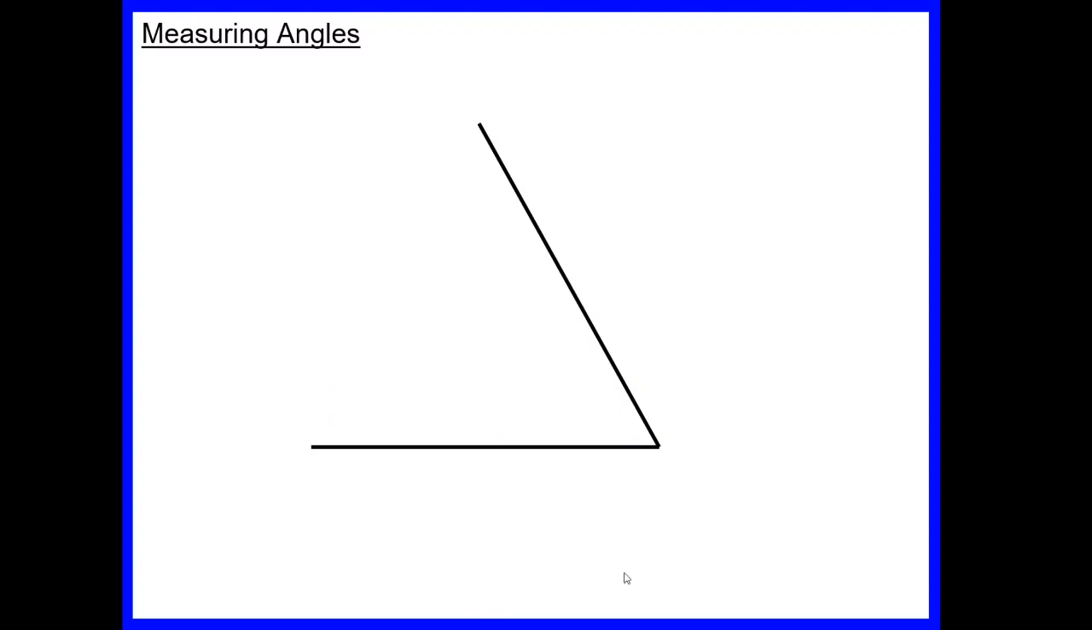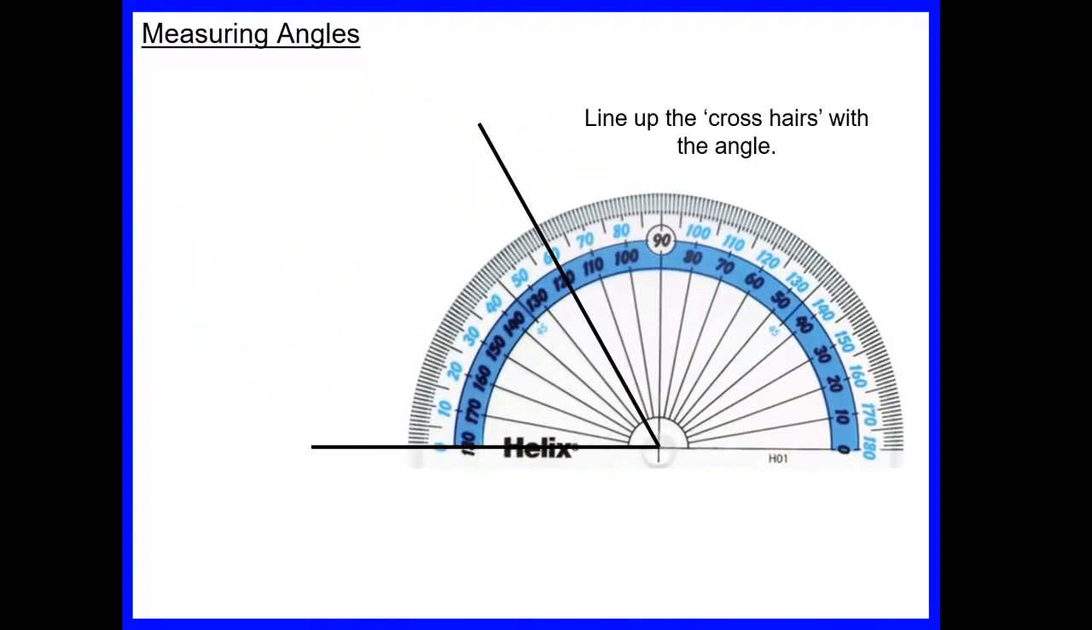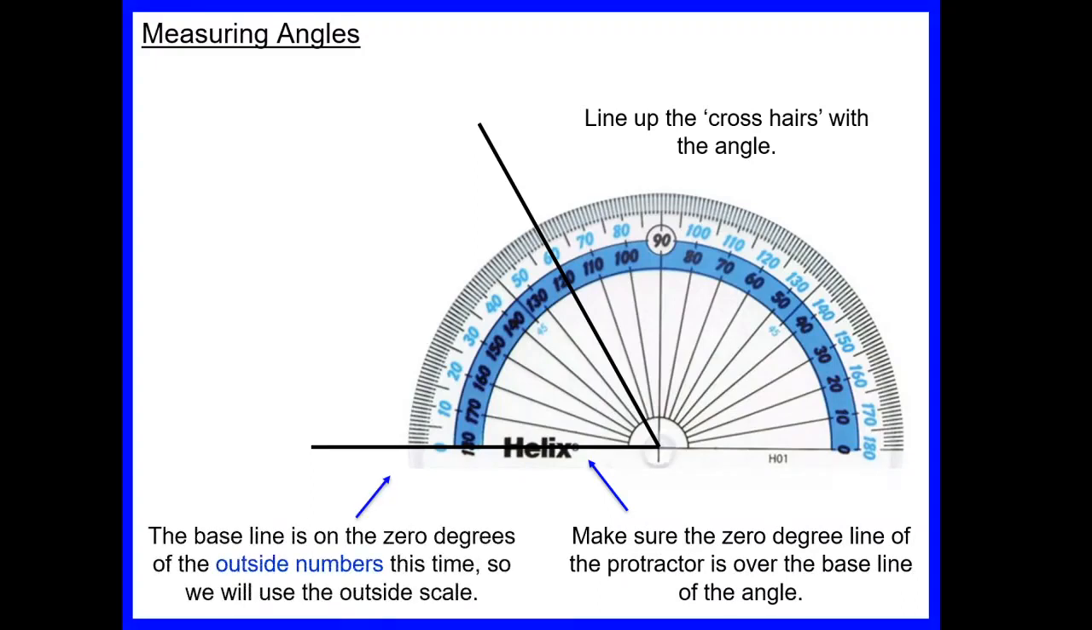Okay, one more then. So this angle happens to be pointing in the opposite direction, but the process is the same. So we're going to identify our base angle, and then we're going to put on our protractor so that the crosshairs line up with the point, and the 0 is on the baseline. Now this time, the 0 that's on the baseline is the outer 0 on our protractor. So we're going to use the outside scale.